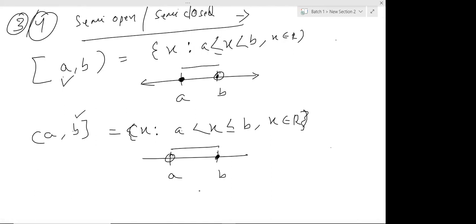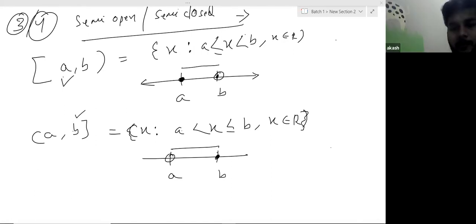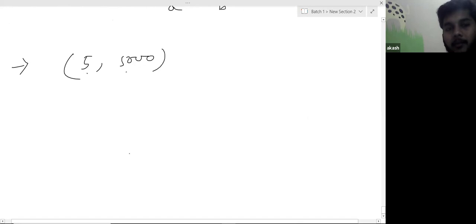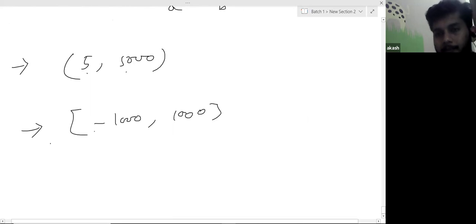Yes, sir. Okay. So why do we need this? Because see, in set we have to represent either all the numbers or language. But suppose if you have to write all the numbers from 5 to 5000, all right, excluding 5 and 5000, you can just use this, right? You have to write down -1000 to 1000, including both, so you can just use this, right? Clear? This is close brackets, this is open brackets. Are we clear?